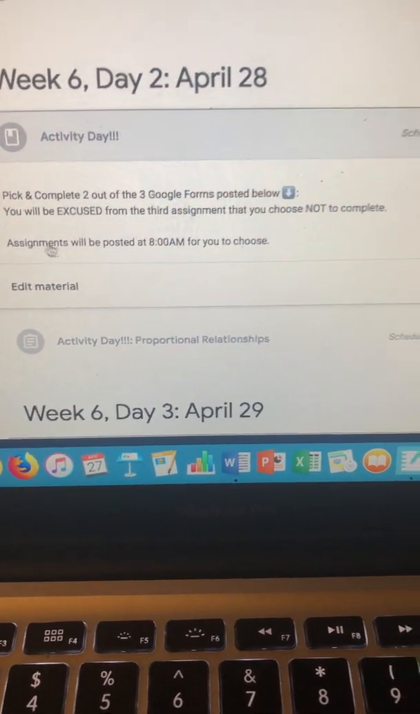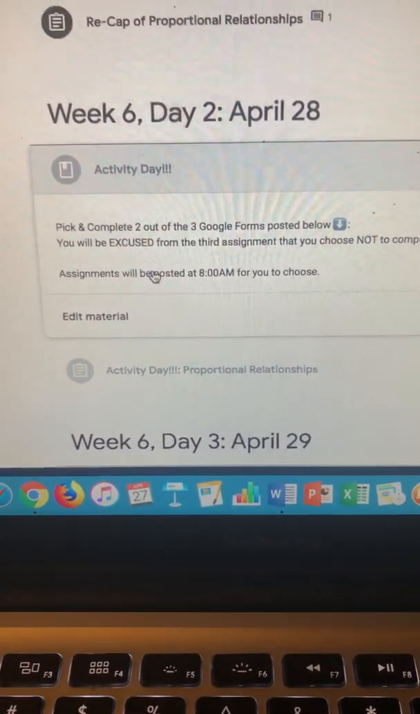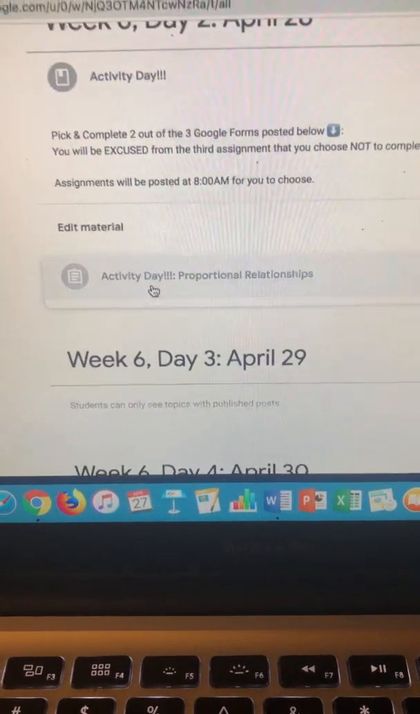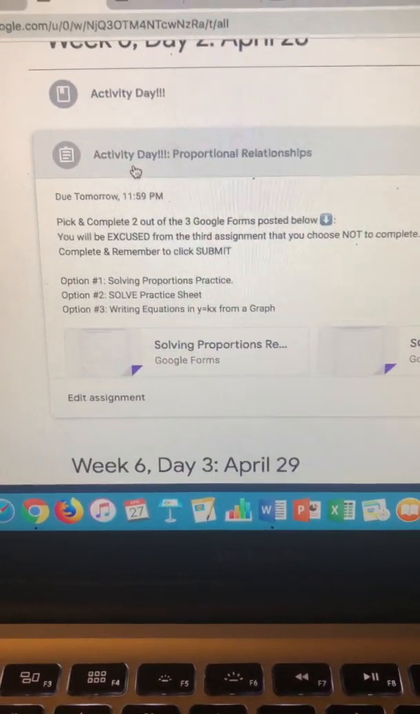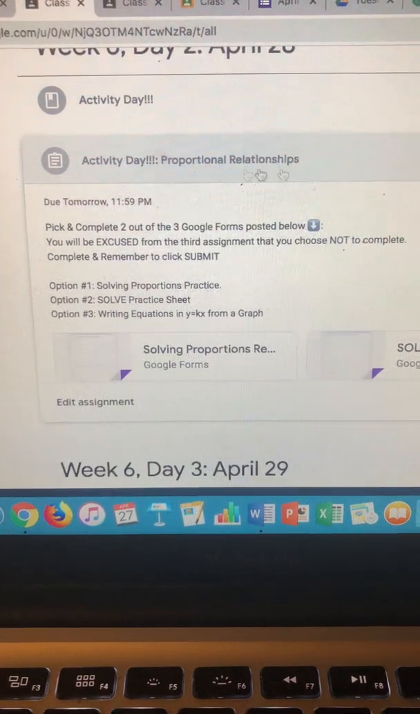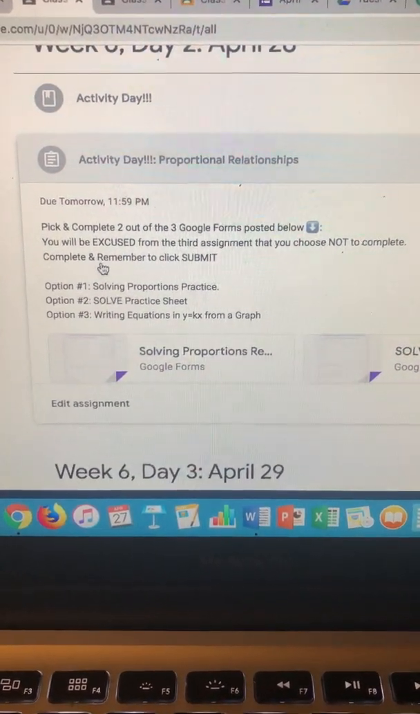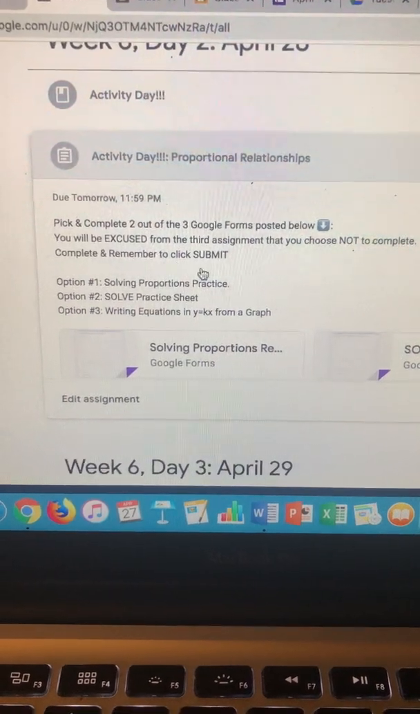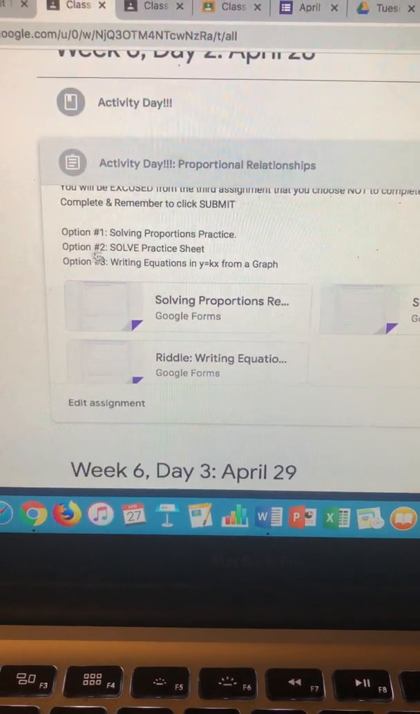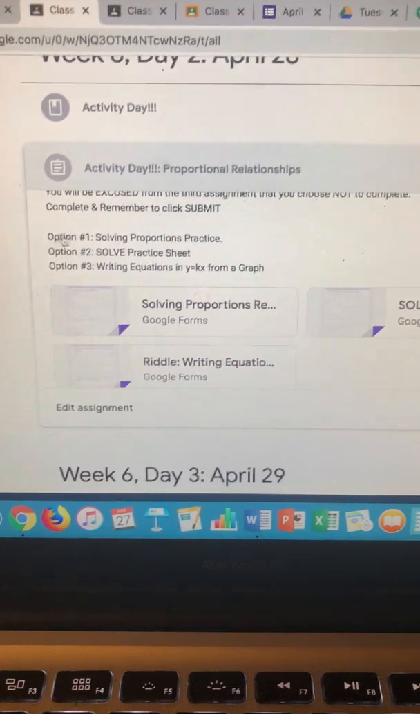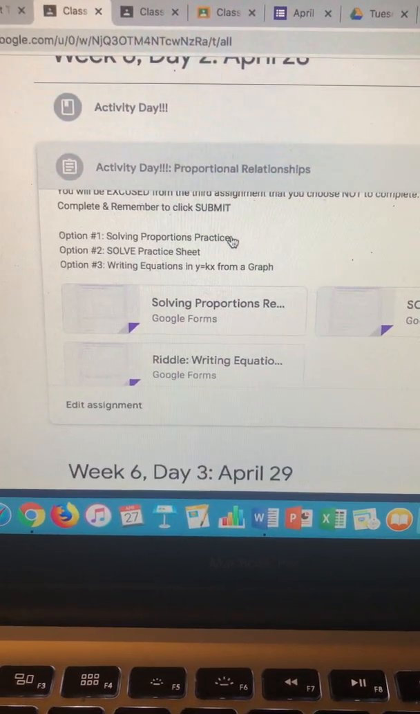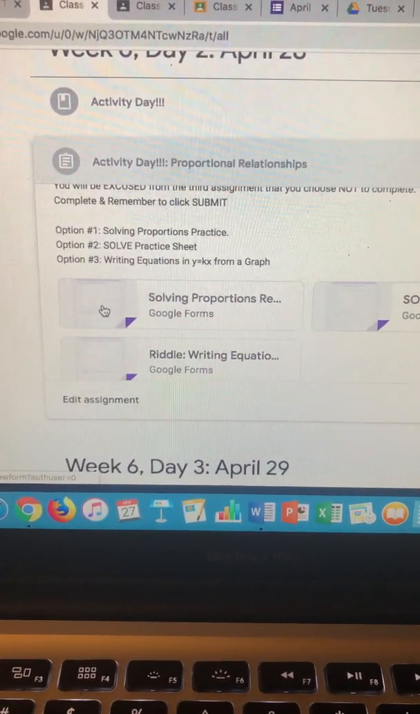to complete. The assignments will be posted at 8 a.m. for you to choose from. Okay? So now I click on the activity day assignment. Same directions as before, reminding you to complete and remember to click submit. And then you have your 3 options. Option 1 is just solving proportions practice. I'm going to show you what that looks like here.